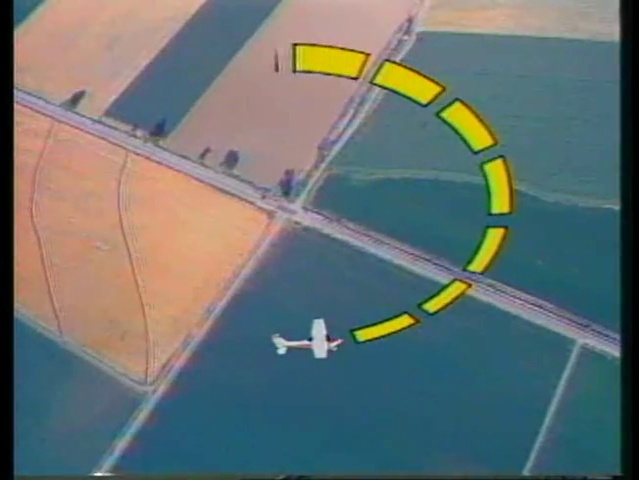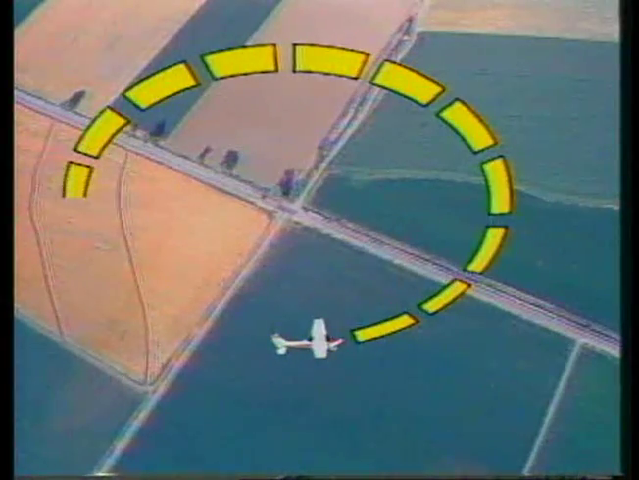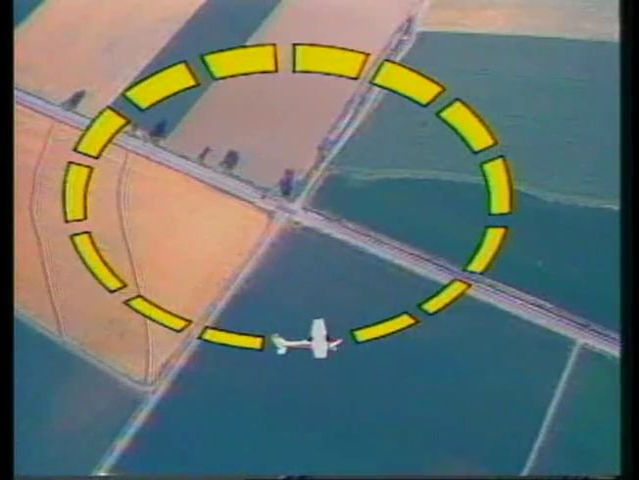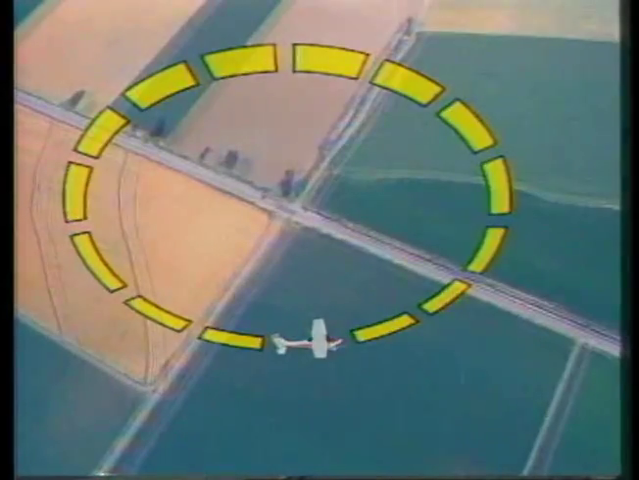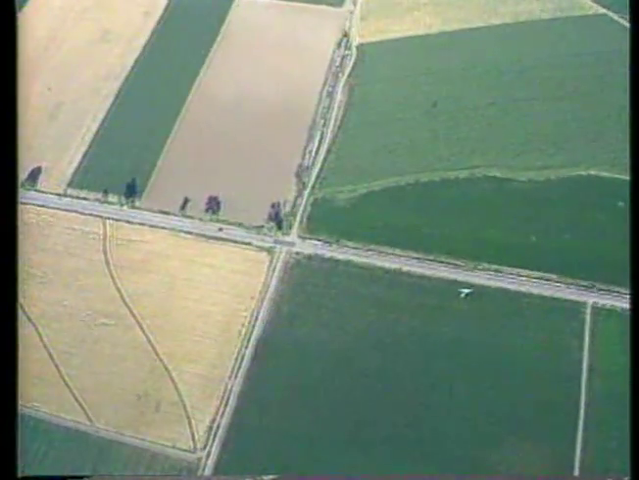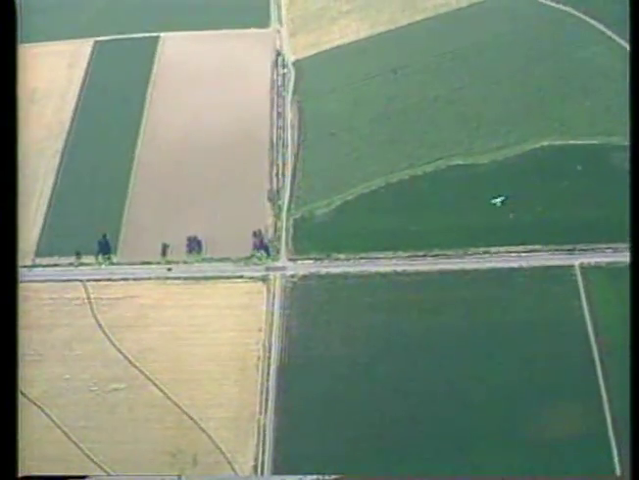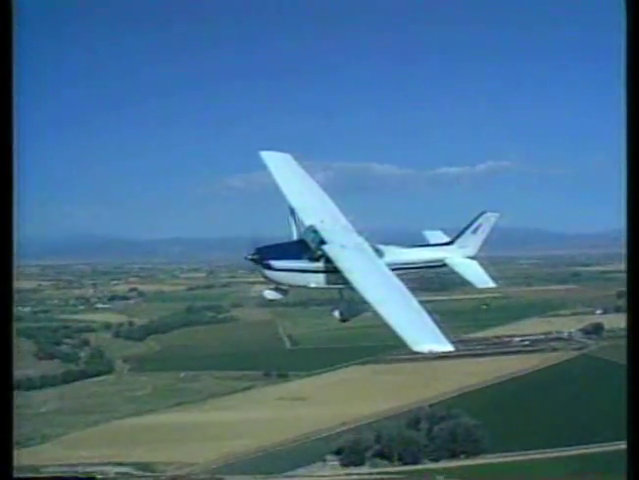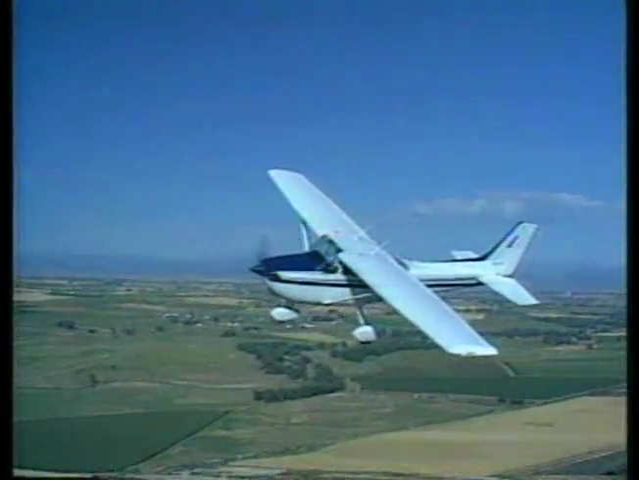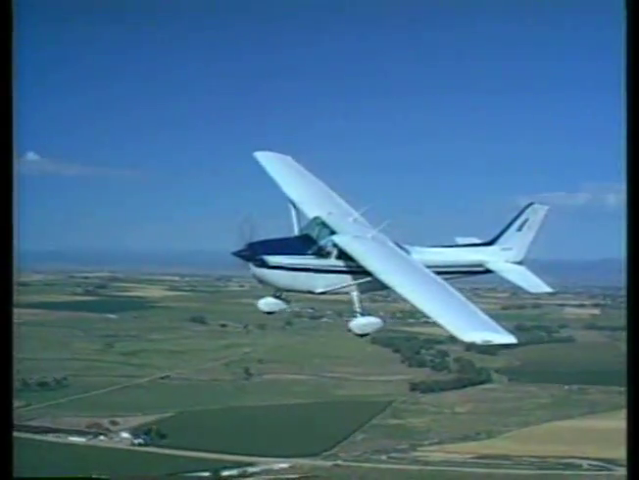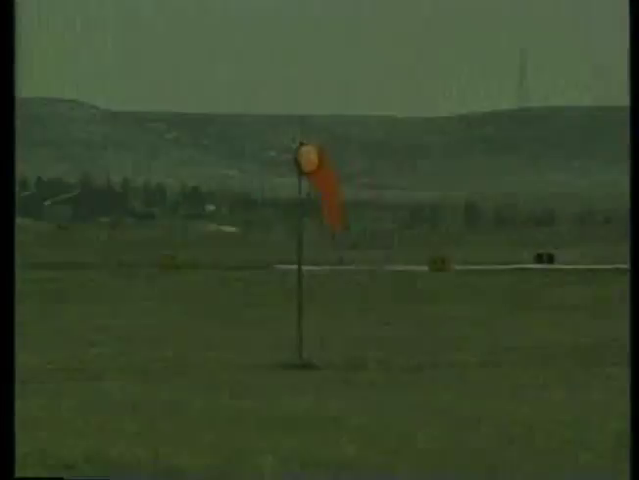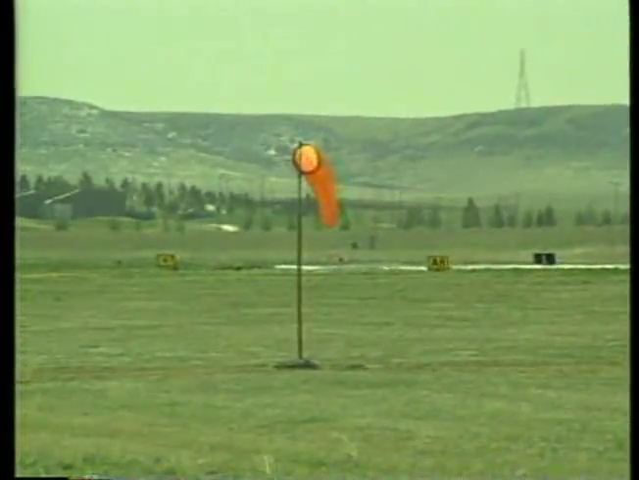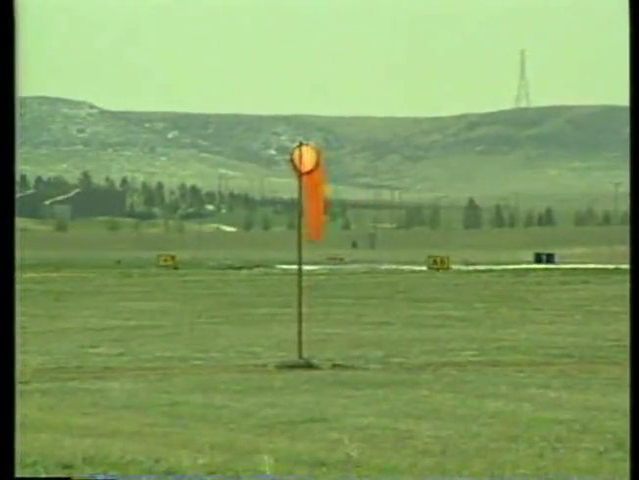The ground reference maneuvers in this program are designed to help develop your ability to compensate for wind drift and control the airplane while your attention is diverted outside. Many of the skills you'll learn in these maneuvers can be applied to your routine flying and improve your feel for the airplane.